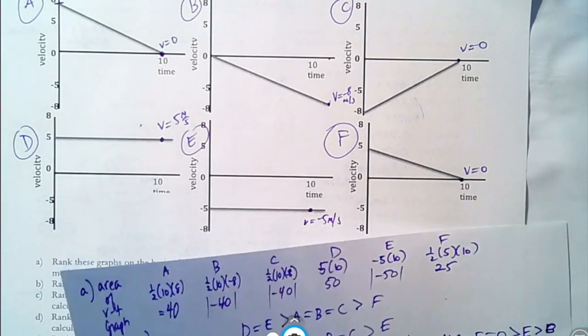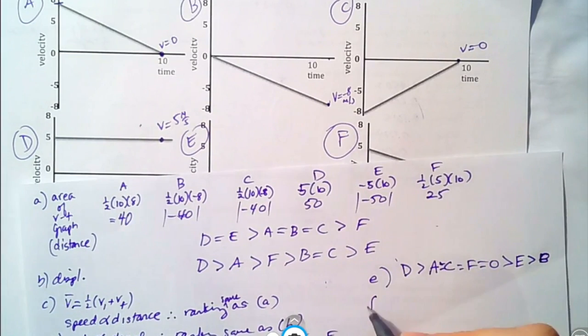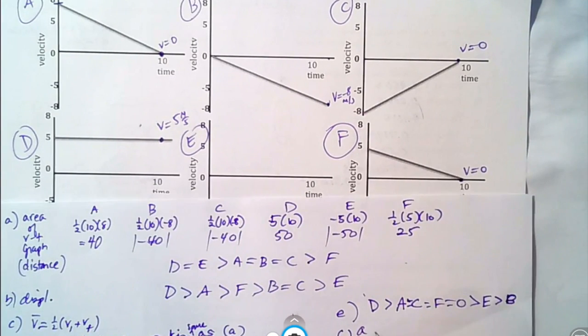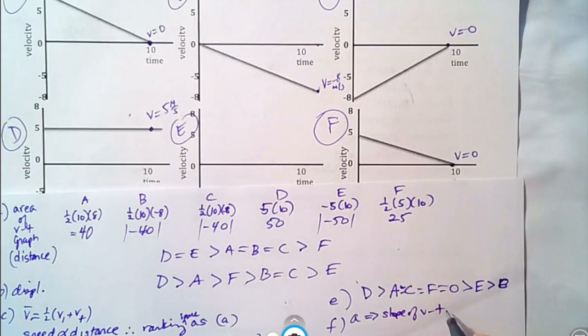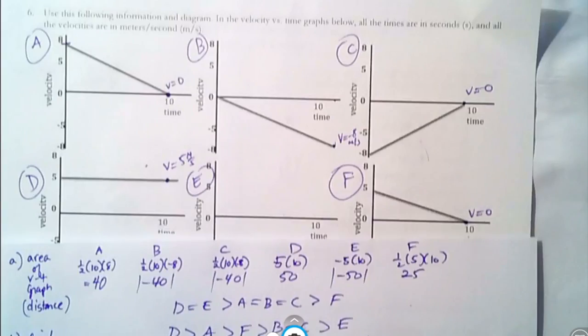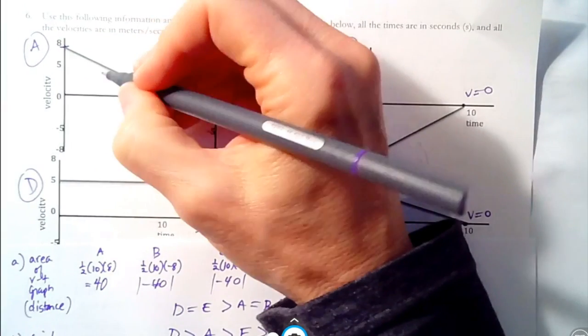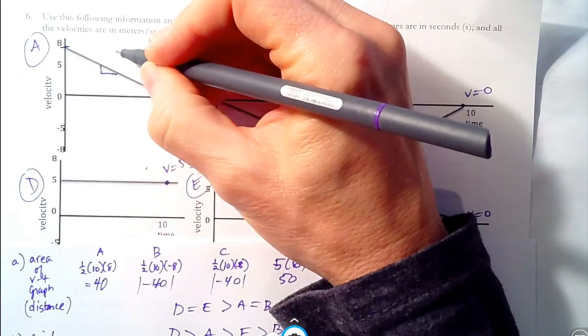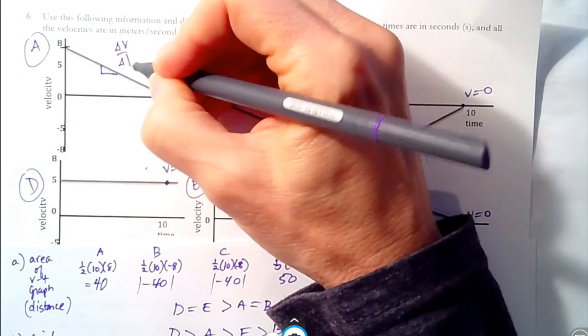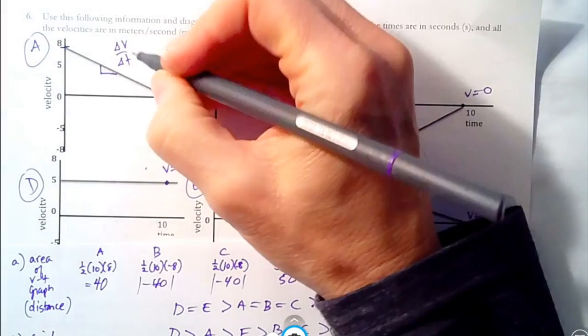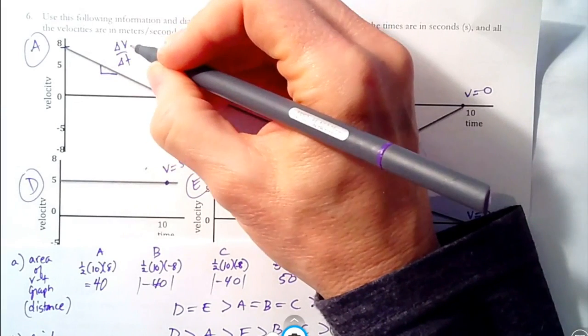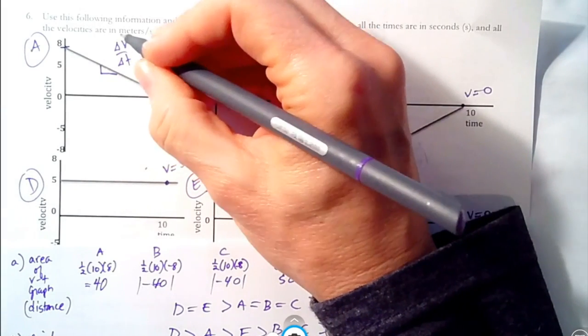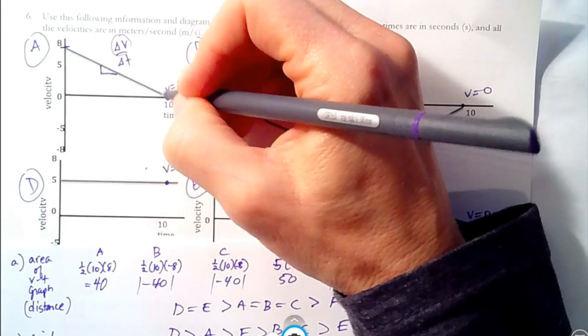Then the last one asks you for acceleration. The acceleration is the slope of a VT graph. So we have to look at these slopes. So here, the slope is going to be change in velocity over change in time. Since the times are the same for all, all we've got to look at is this change in velocity. So I'm just going to look at the change in velocity to make this determination.